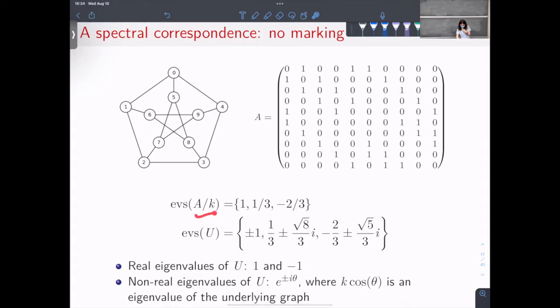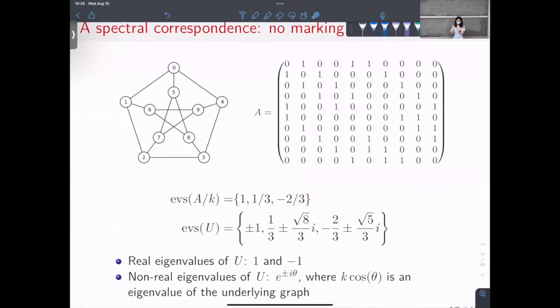So if you look at the normalized adjacency matrix, it has eigenvalues between -1 and 1 with these 3 values. It turns out these eigenvalues determine the real part of the unitary matrix. So you have plus minus 1, which comes from here, and you have 1/3 plus minus the imaginary part that makes this on the unit circle, and you have minus 2/3 that comes from these eigenvalues. This observation holds true in general.